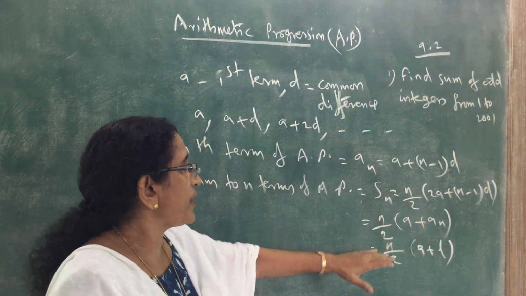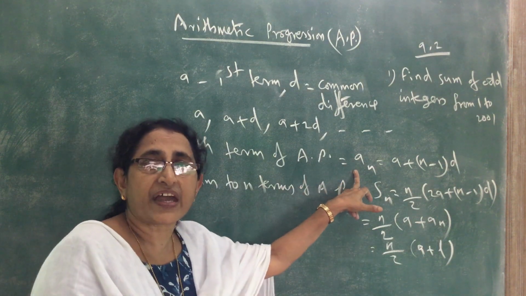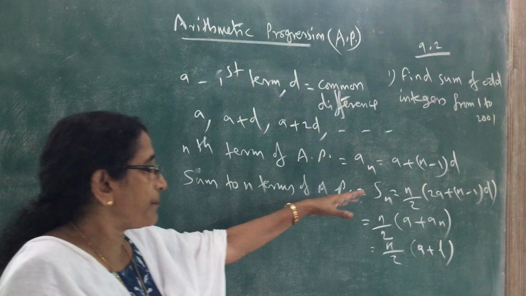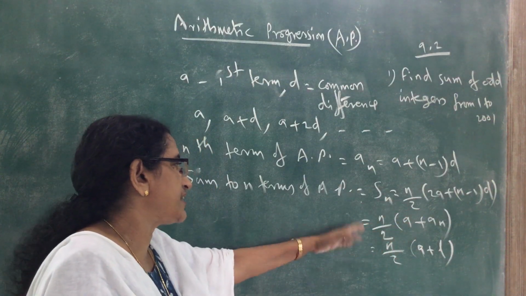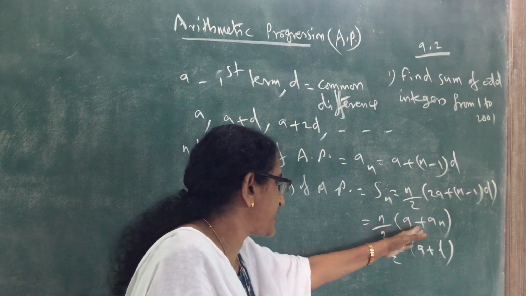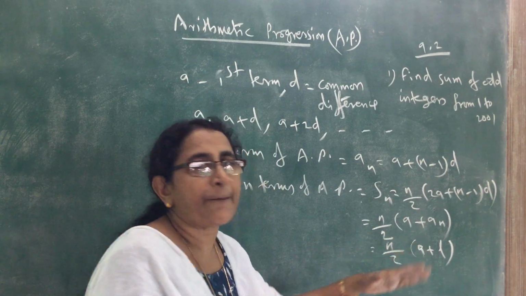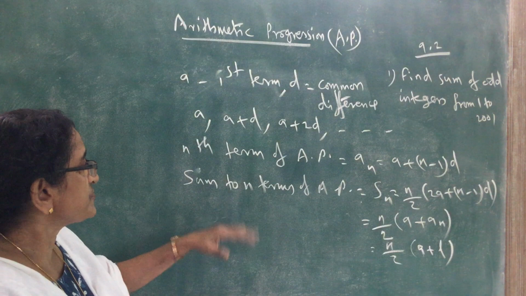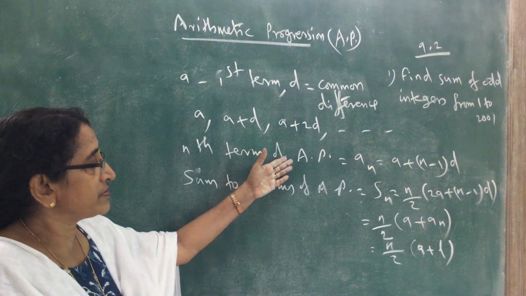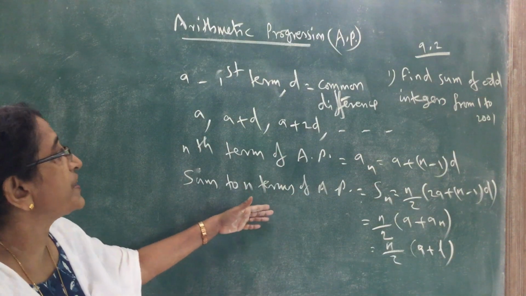So this formula we have studied in 10th standard. Nth term of the AP, a plus n minus 1 into d. Sum to n terms of the AP, n by 2 into 2a plus n minus 1 d, that can be written in the form n by 2 into a plus an, or n by 2 into a plus l, the last term. So this formula you have studied, but you have to remember this formula, the nth term of an AP and the sum to n terms of the AP.